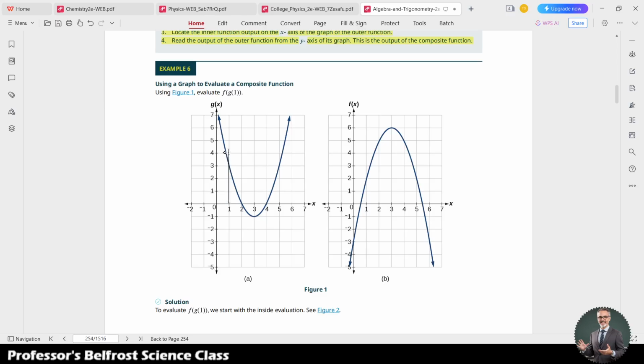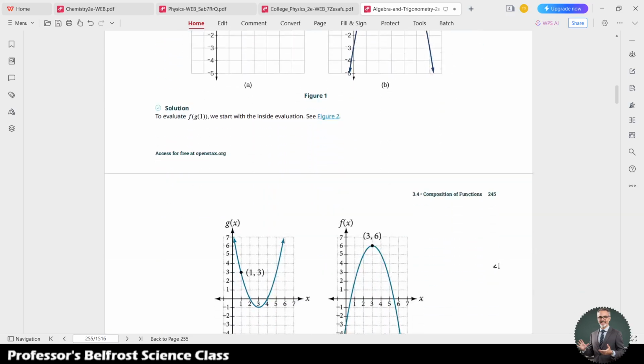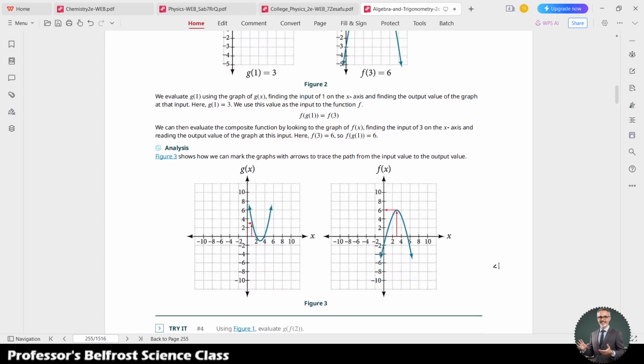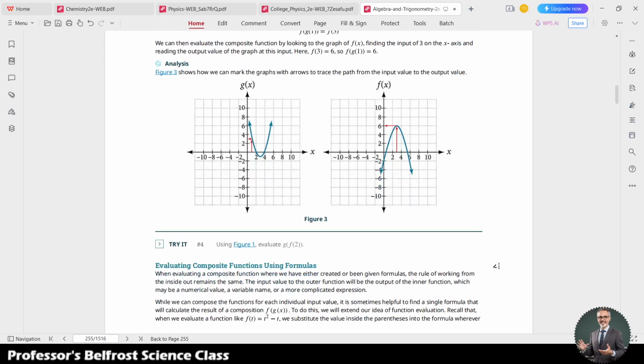Then g(1). This is g(1). Let's draw a vertical line, and you see the intersection is at y equals 3. So it means f(3). Then you draw a line for f(3). Yeah, you see this is 6. So it means f(g(1)) is 6. Okay, and this is the process that I showed before.